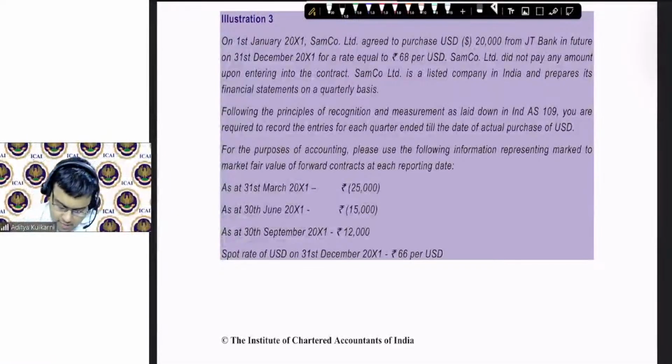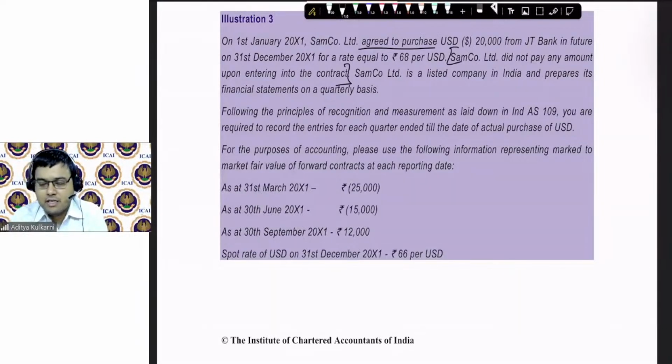On 1st January, Samco agreed to purchase 20,000 US dollars from JT Bank in future on 31st December 20x1 for a rate equal to 68 rupees per USD. Samco did not pay any amount upon entering into the contract. So is the third condition met? The condition of insignificant or no payment, did not pay any amount. Is that condition met? Answer is yes.